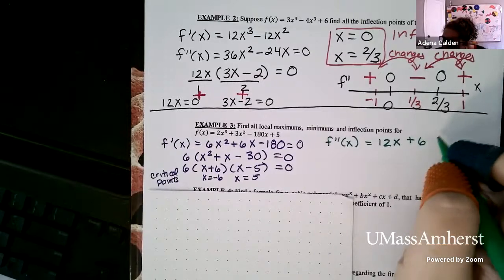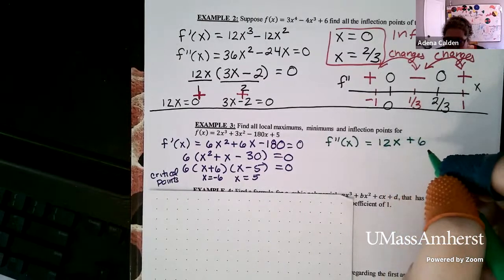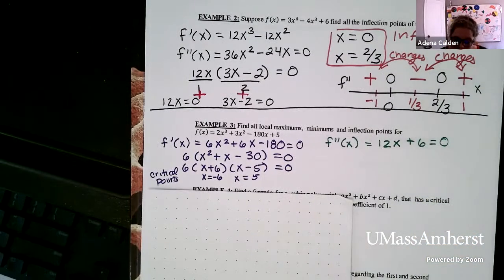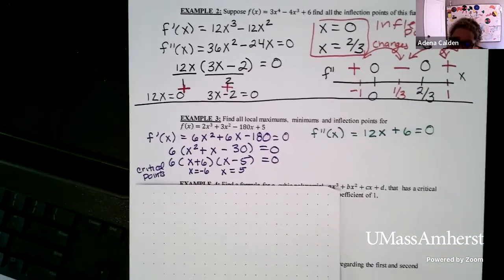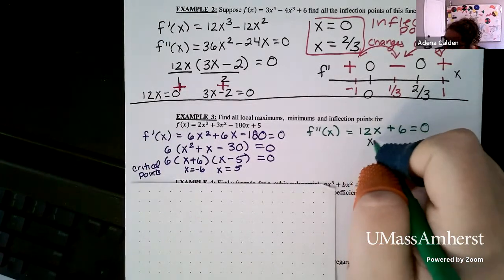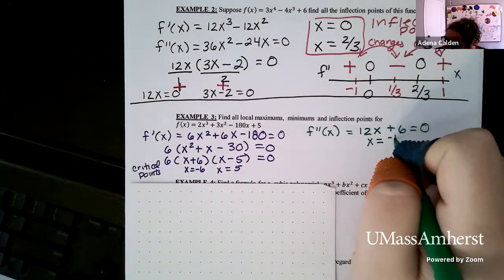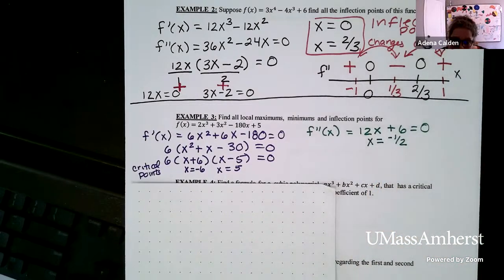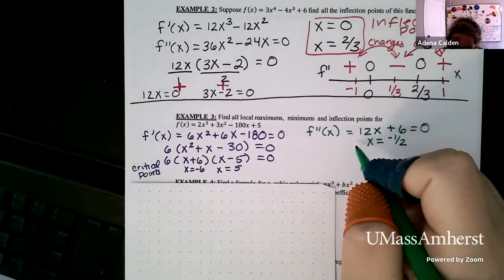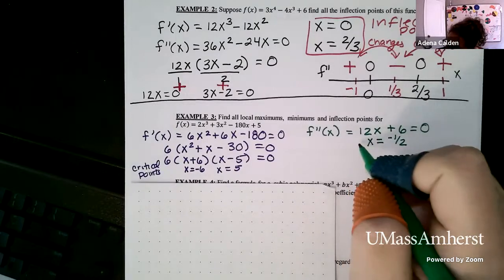So again, I need to do a couple of different things with my second derivative. One of the things is identify possible inflection points. So if I take 12x plus 6 and set it equal to 0, I can solve for x and I get x equals -1/2. So I subtracted the 6 over, divided by 12, I get -6 over 12, which is -1/2. And so the question is, is it an inflection point, right?